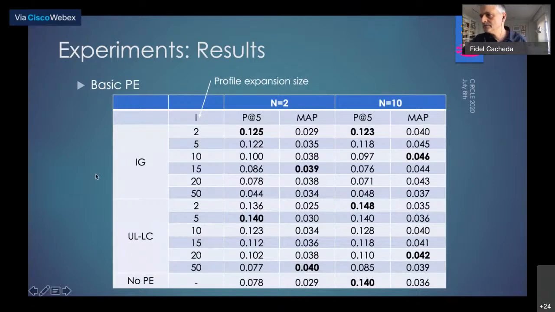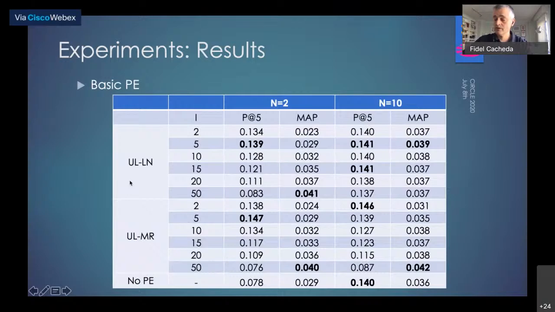So this, I will try to be quick here. These are the results for basic profile expansion. So this is just one profile expansion algorithm. This is the profile expansion size. This is an L, although on the slide it is not very clear, but it's an L. Here we can see item global, where we can see that the best results are obtained with small values of L, specifically with small profile expansion size, L equal to 2 or L equal to 5. This will be user local clustering, and this is user local neighbors and user local most rated.